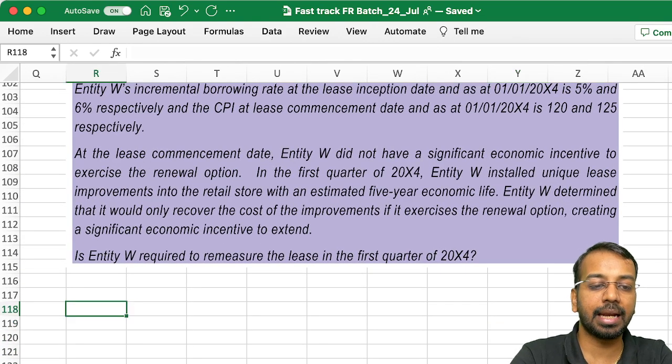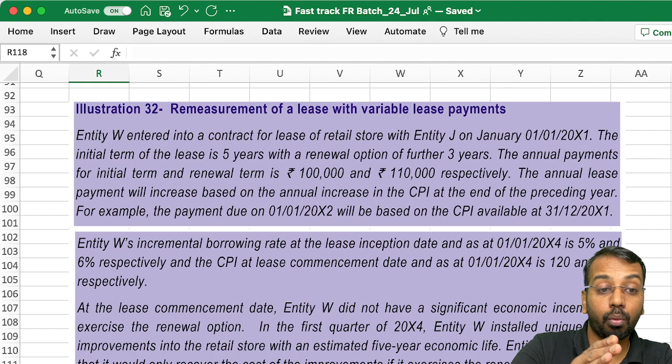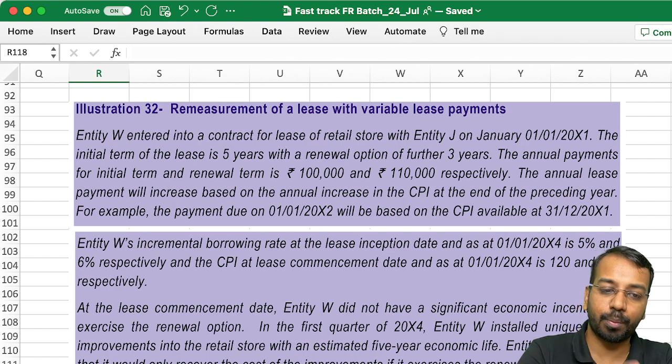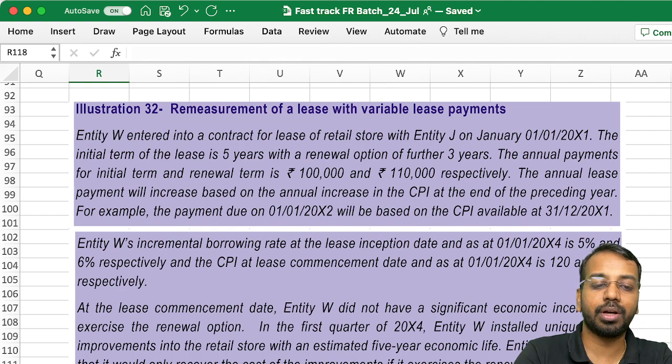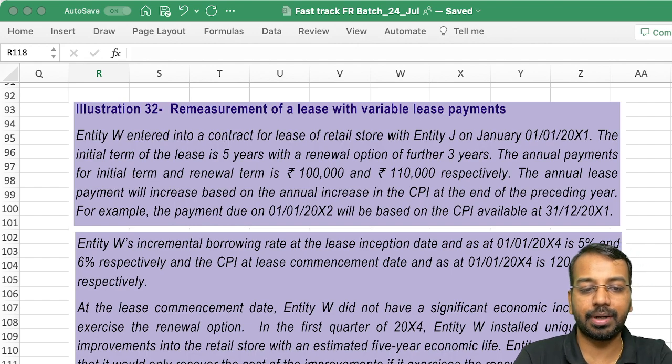Okay, so how do we calculate lease liability? See, the lease payment that is given in the question is how much? 100,000. Now 100,000 will not change, it will remain 100,000 because the CPI is available on 1st of January of year 4, which is 125. So at lease inception it is 100 only. So the lease liability that we calculate will consider 100,000 only. Now, how do we calculate lease liability at the commencement date?